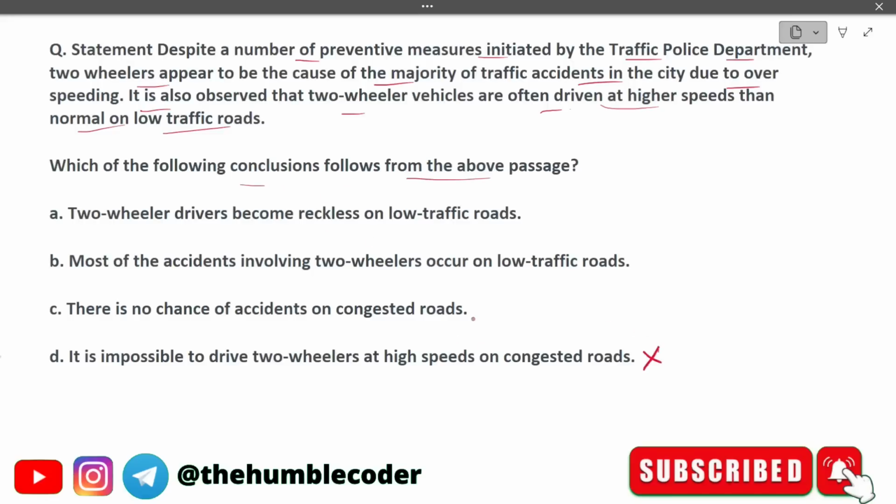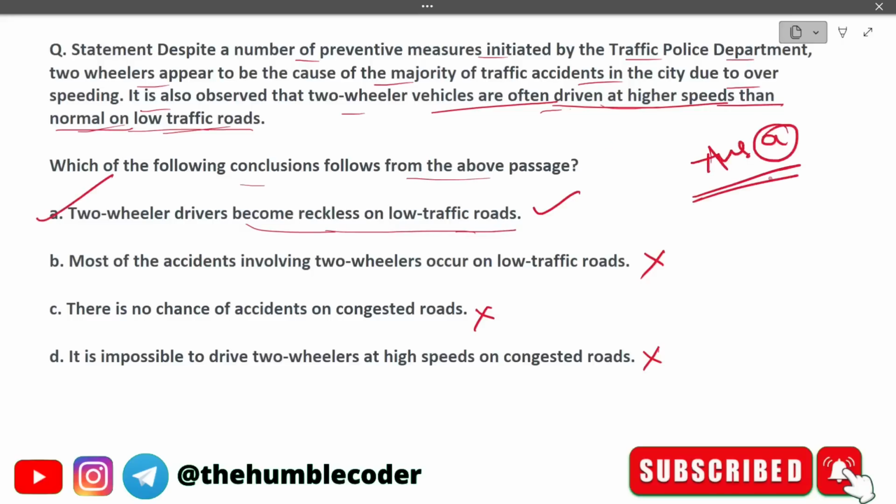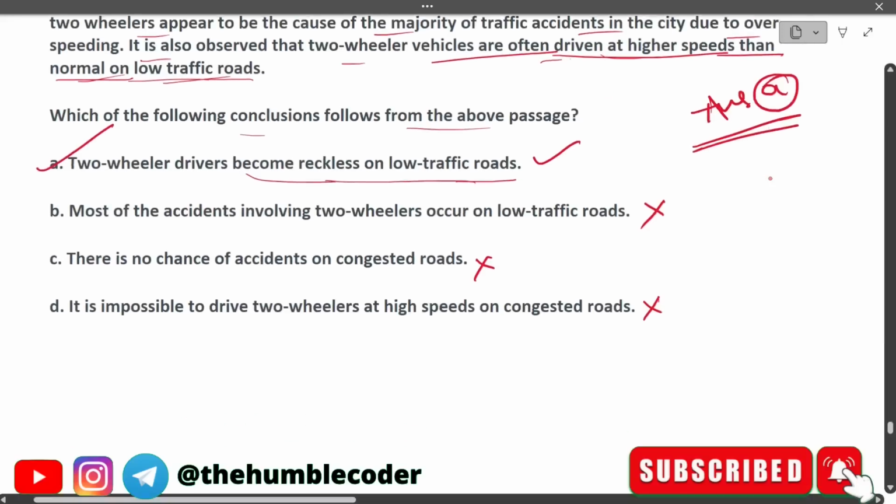So see, this one is not mentioned anywhere, okay. If you read very carefully 2 or 3 times, you will get to know. First one is the one which is getting followed. And why so? Because see, the passage is mentioning that two-wheelers are often driven at higher speeds, okay. If you read here, two-wheelers are often driven at higher speeds on low traffic roads, okay, which implies that the drivers are acting recklessly in such situations. So that is why this makes sense here, okay, in this case. So the correct option is option number A. So the correct answer is option A for this question.